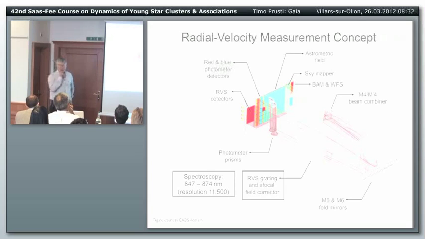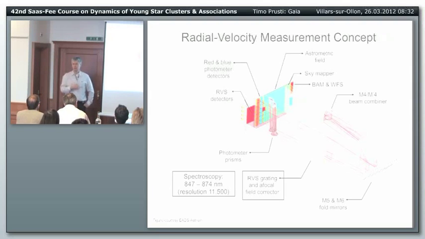Spectrometer, resolution of 11,500 in the red area, 847.4 nanometers. So here of course you always do a compromise on which wavelength you choose. So this is clearly good for cool stars, a little bit less good for hot stars.